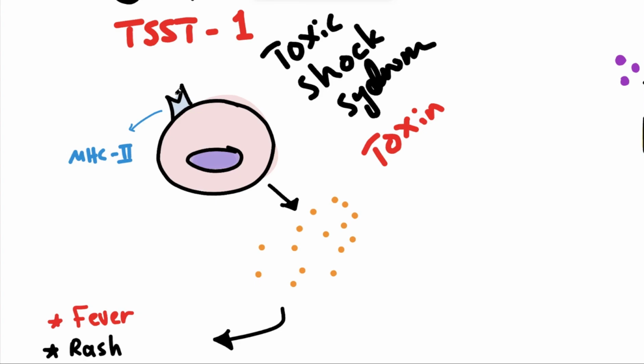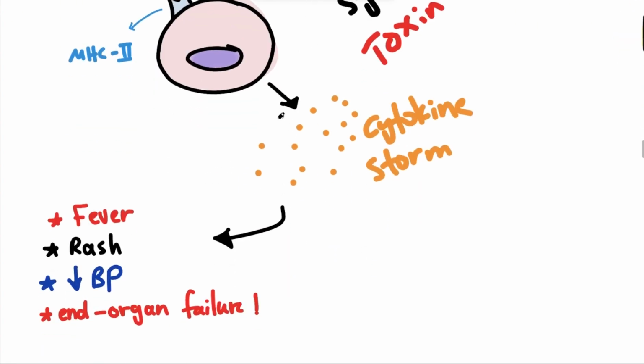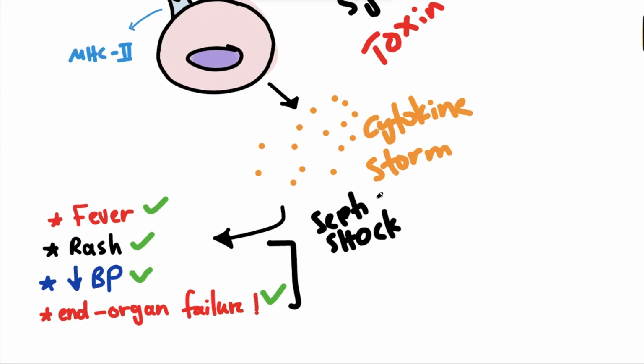What this toxin does is that it comes and binds to MHC class 2 receptors, causing the release of cytokines. It's not just a simple release of cytokines. This is going to be a cytokine storm. And this cytokine storm manifests itself as fever, rash, decreased blood pressure, as well as end organ failure. And when we see these last two symptoms together, this is called a shock. And since the causative agent in this case is a bacteria, it's going to be called a septic shock.